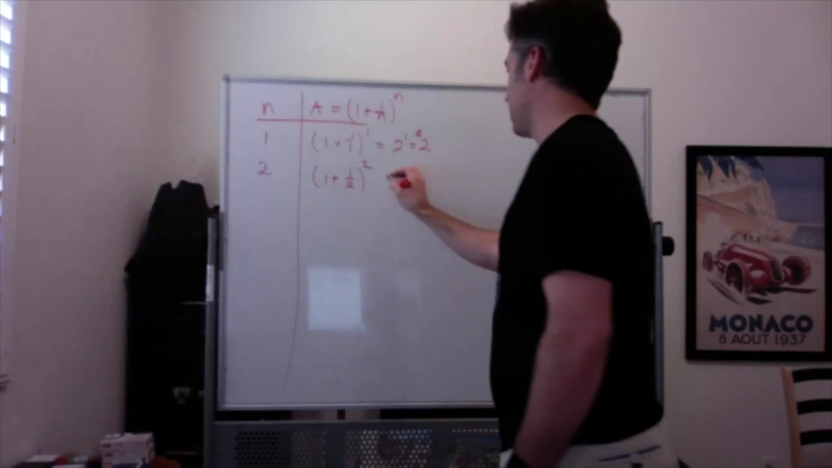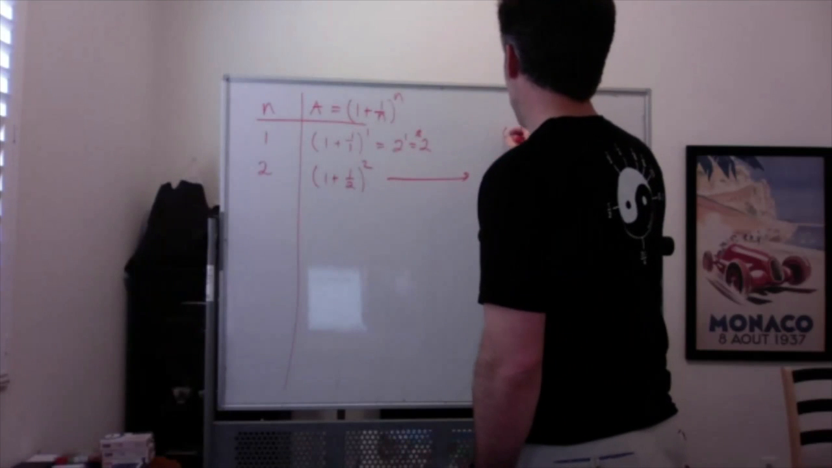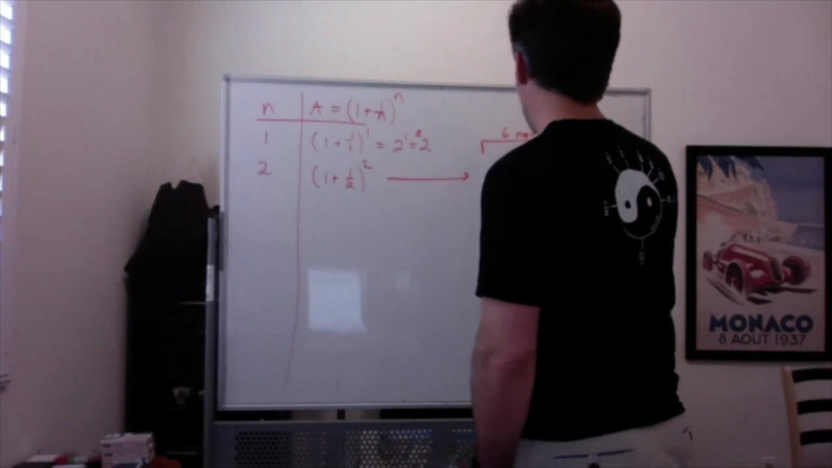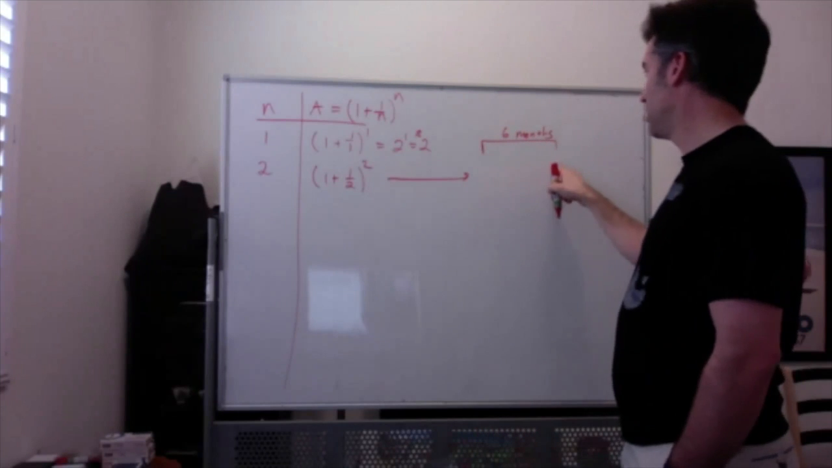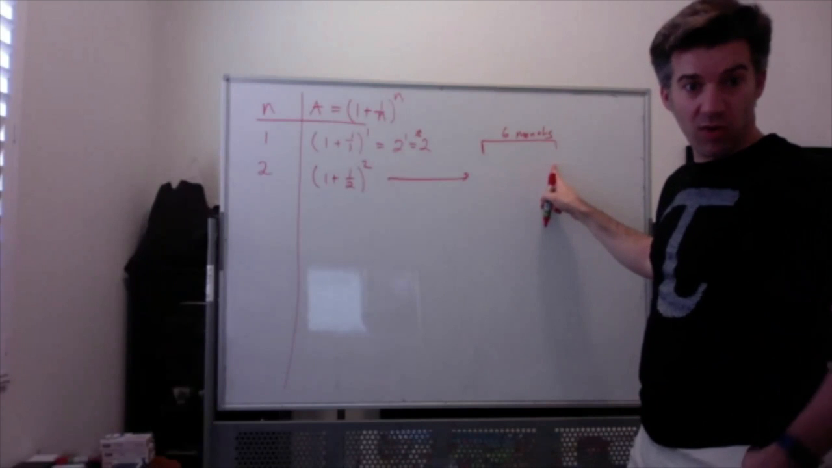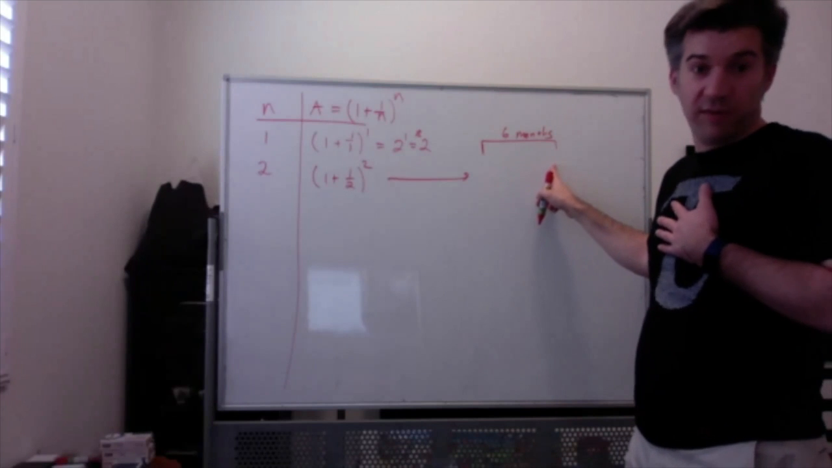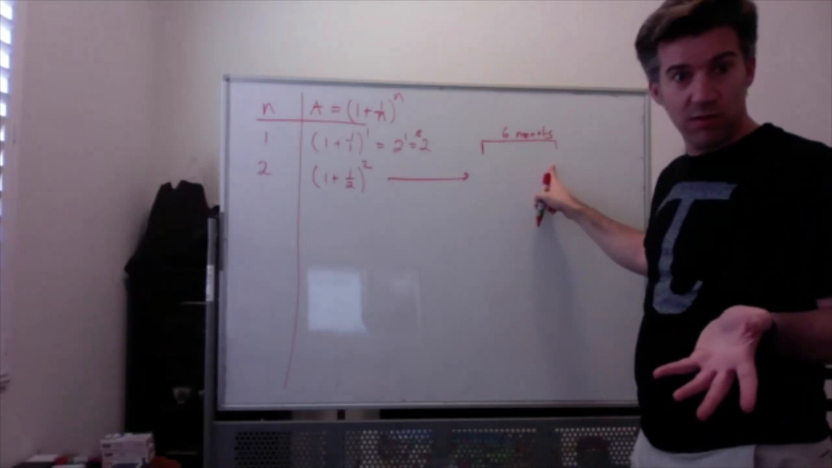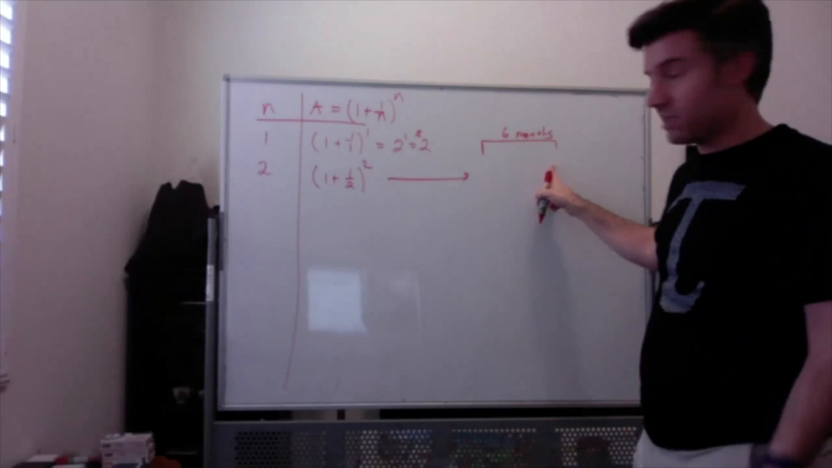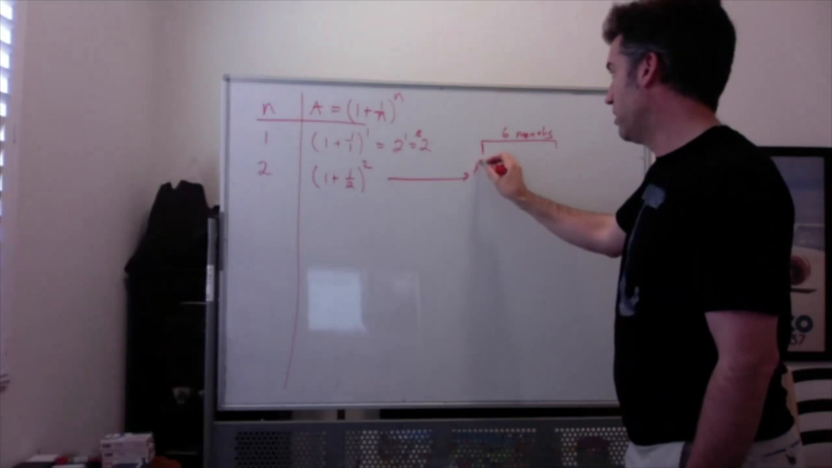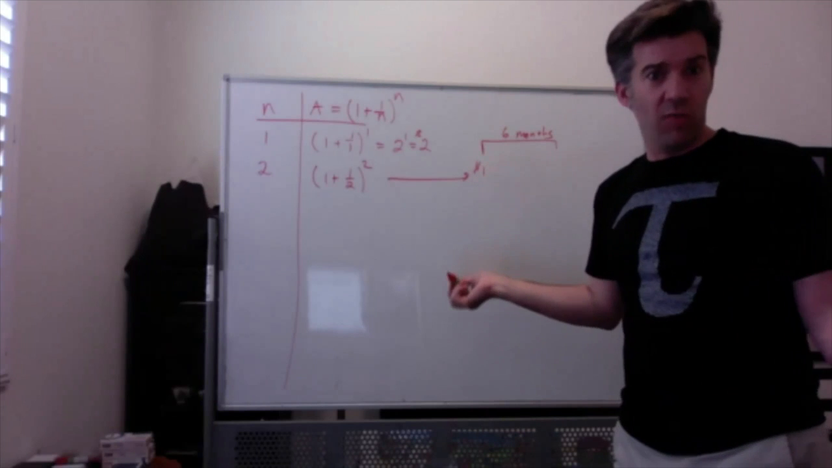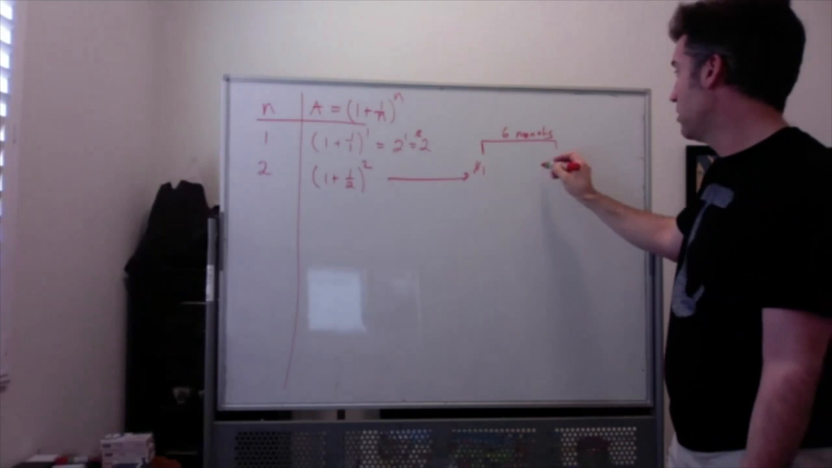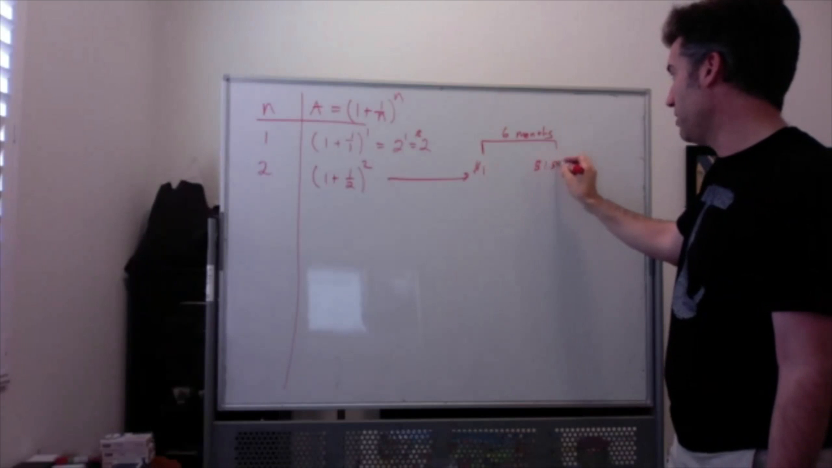So here's what's happening in the first 6 months. After 6 months, I'm going to earn 50% of the interest, right? So it's right at the beginning, I've lent you $1, so you owe me $1. And then after 6 months, I'm going to earn half the interest. So you're going to owe me $1.50.